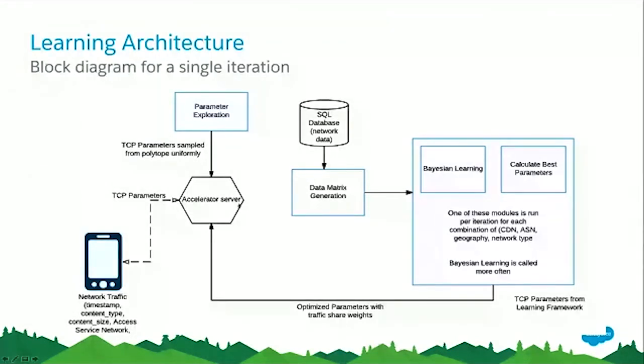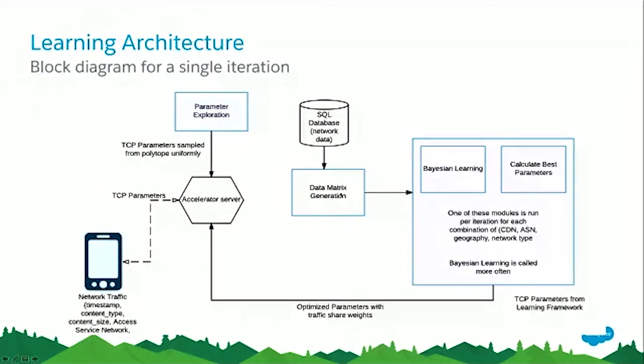So let's talk about how this accelerator server comes up with these TCP parameters, which is what our solution is about. There are two ways the accelerator server can come up with parameters. One is through parameter exploration, which is what I just explained earlier. We are sampling parameters from a polytope uniformly. And the other is through some sort of learning. We have an SQL database which collects all network requests until before this request happened, and we transform that from the network request space to a data matrix space, which I will go over in the next slide.